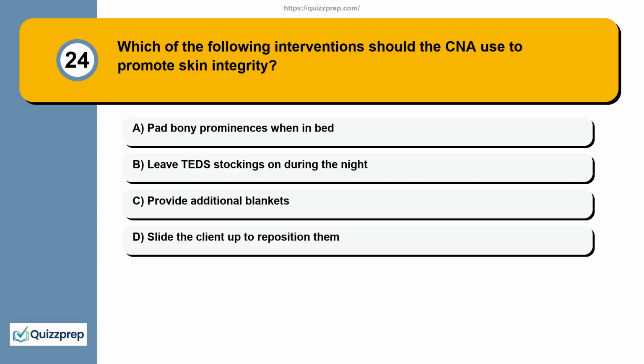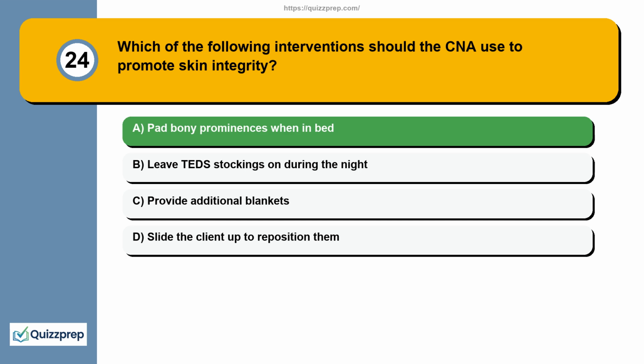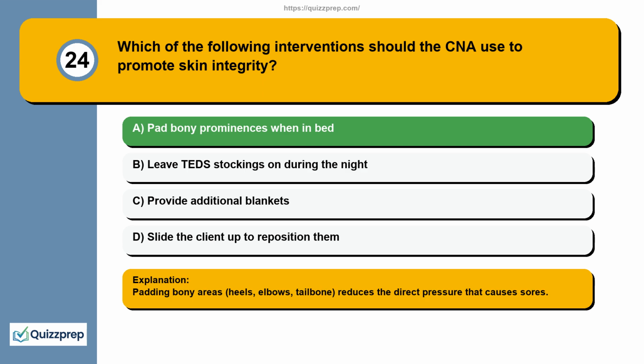Question 24. Which of the following interventions should the CNA use to promote skin integrity? Pad bony prominences when in bed. Leave TED stockings on during the night. Provide additional blankets. Slide the client up to reposition them. Padding bony areas, heels, elbows, tailbone, reduces the direct pressure that causes sores.